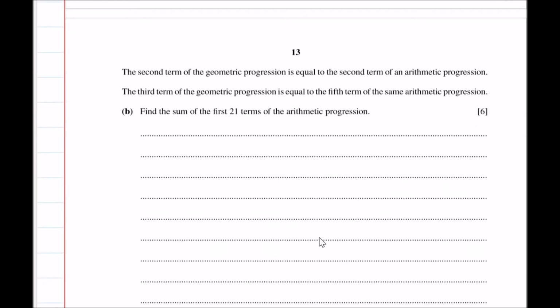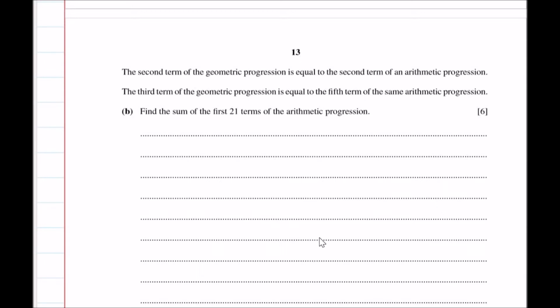Next part: the second term of the geometric progression is equal to the second term of an arithmetic progression. The third term of the geometric progression is equal to the fifth term of the same arithmetic progression. Find the sum of the first 21 terms of the arithmetic progression. To find this sum, we need A, the first term, and D, the common difference. They have given the information to find these in the first two lines, so we will use that.